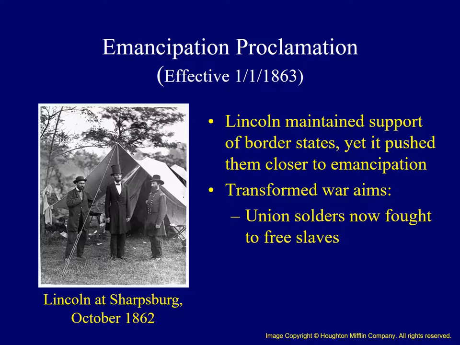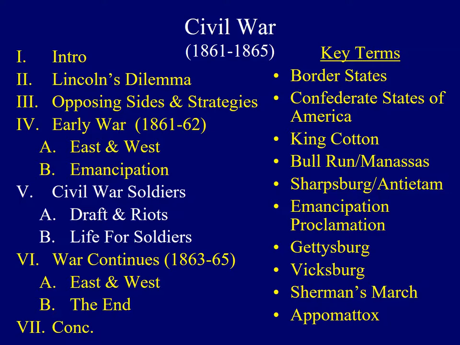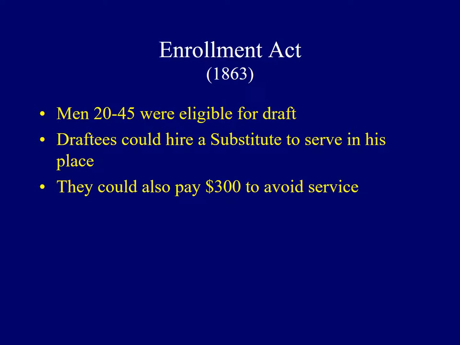We can now explore life for soldiers fighting in the Civil War. Governments in both Richmond and Washington, D.C. were able to raise armies with volunteers, but they were also forced to implement a draft. The Enrollment Act, implemented in 1863 in the North, made all men aged 20 to 45 eligible for the draft.